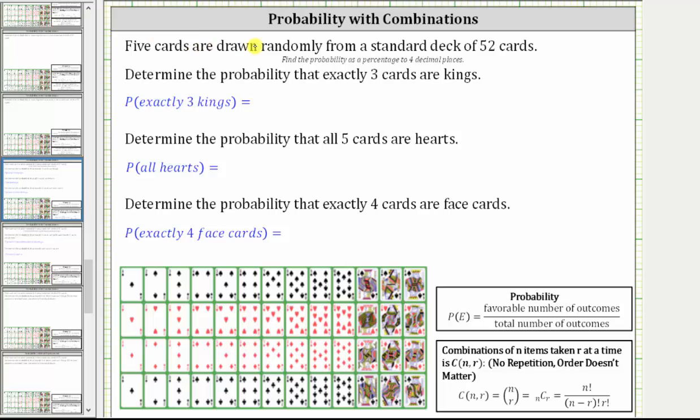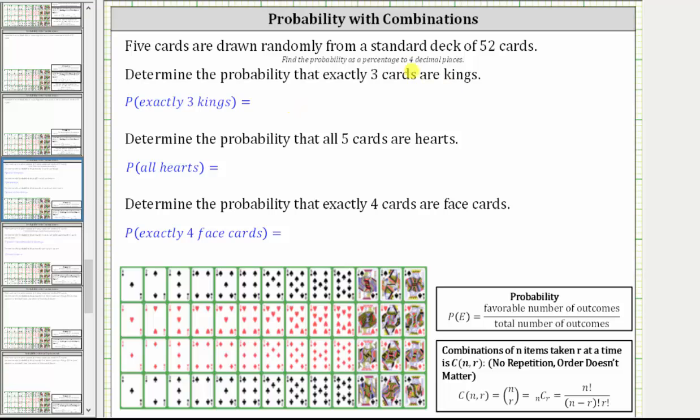5 cards are drawn randomly from a standard deck of 52 cards. We're asked to give each probability as a percentage to 4 decimal places, which means we'll first find the probability to 6 decimal places and then convert to a percentage. We're first asked to find the probability that exactly 3 cards are kings.